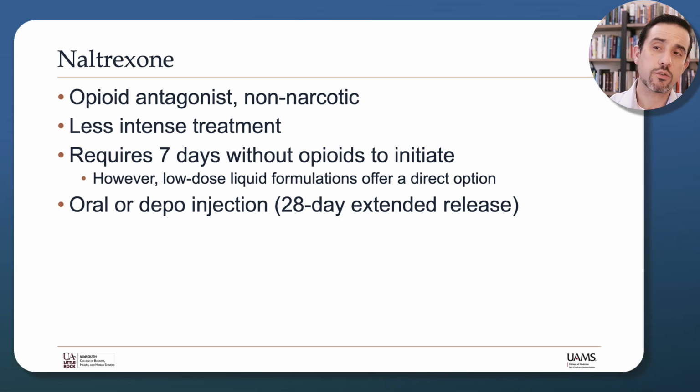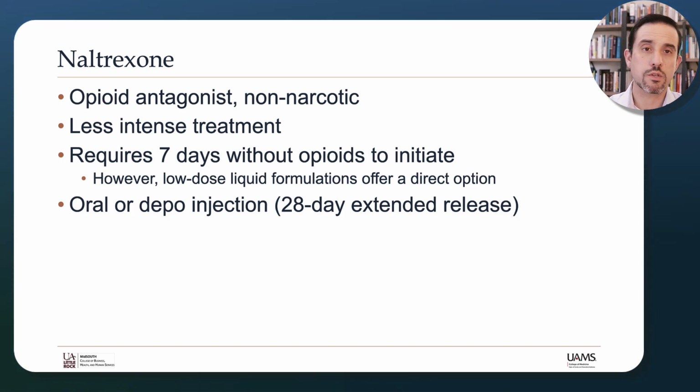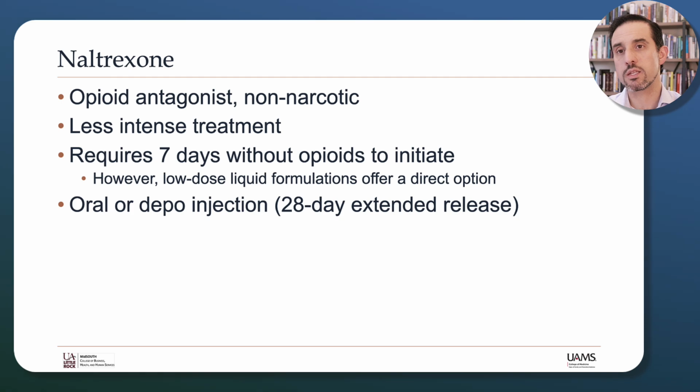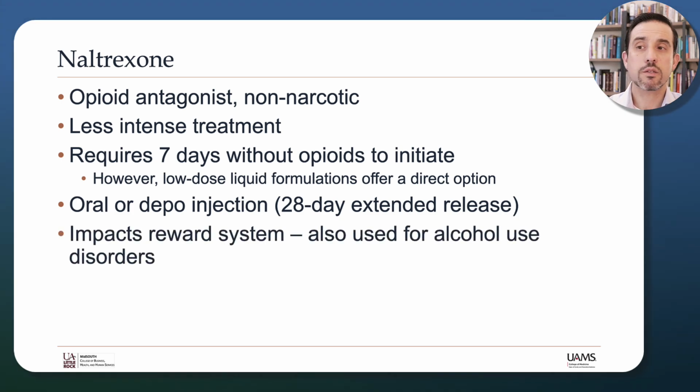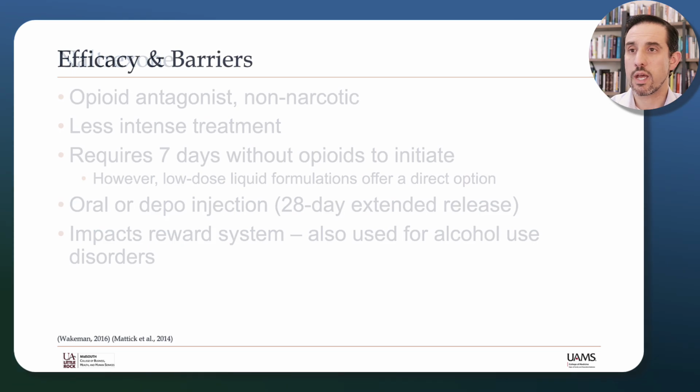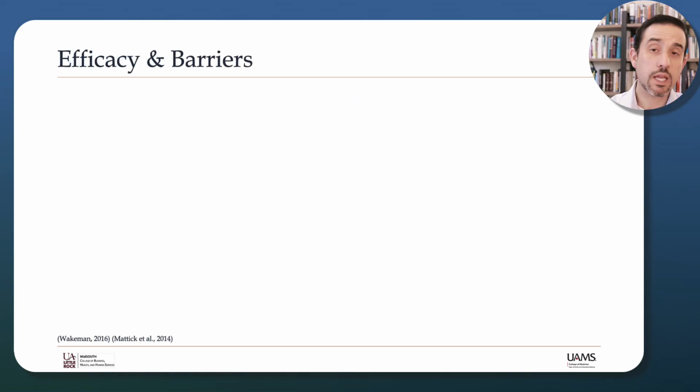You can take naltrexone orally or with a depot injection, which provides a 28-day extended release. So if we're worried about somebody, or if they're worried as well, about discontinuing their use of naltrexone and then going back to using other opioids, this would lock that treatment in for 4 weeks at a time. It also impacts the reward system, so it's FDA approved for alcohol use disorder as well, reducing cravings there, so not just on the opioid side. So this, again, is highly efficacious.